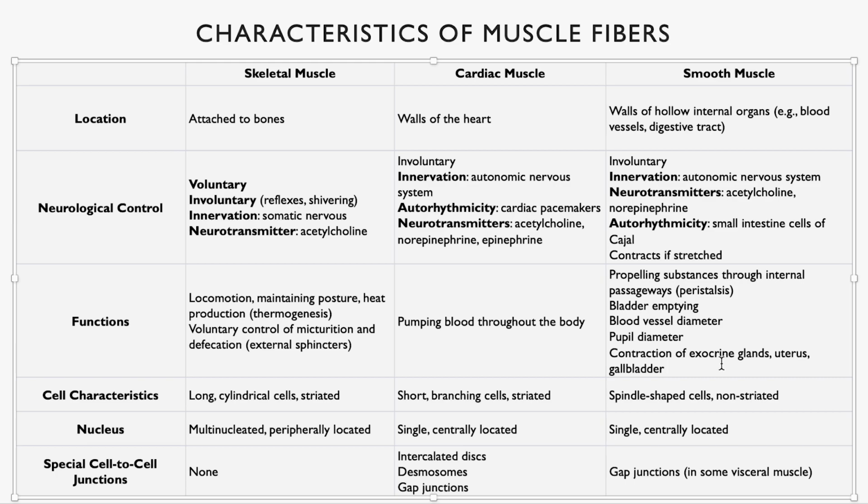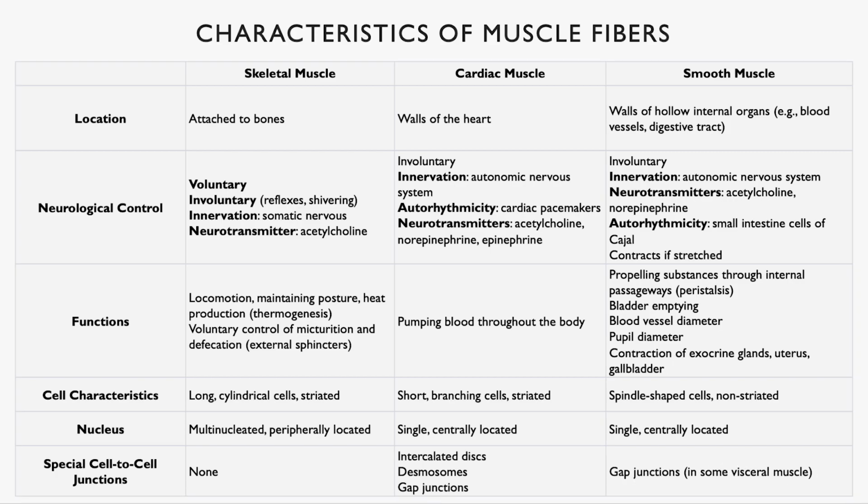The cells are very different to the skeletal or cardiac muscles. They are spindle-shaped. They don't have striations. They don't have these sarcomeres as the other two. The nucleus is single, centrally located, okay, and there are gap junctions in some of these muscles. We are going to see later the distinction between multi-unit and single-unit smooth muscle. And we are going to see the importance of these gap junctions in this smooth muscle.